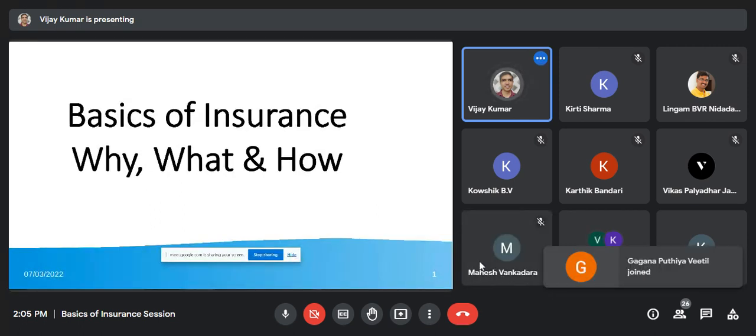And then what is the process to buy insurance or sell insurance. I'm going to cover that as part of this session, and then basically how we implement insurance in software. So I'm going to cover all of these things.